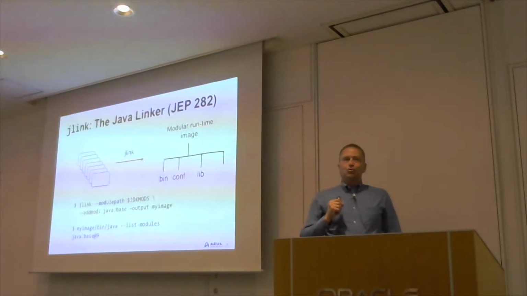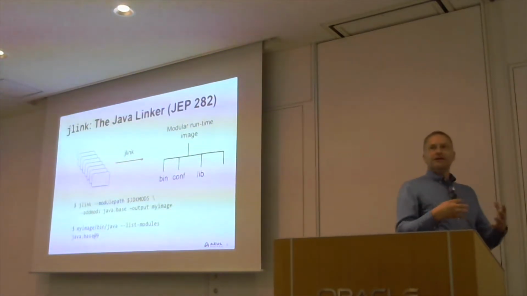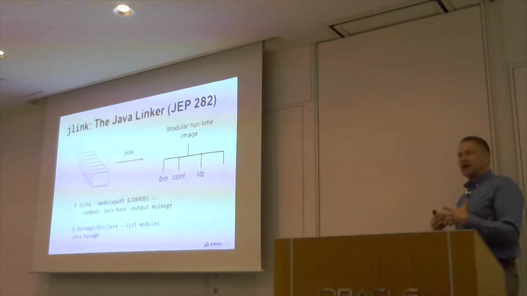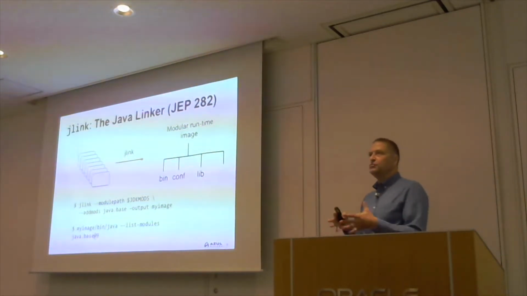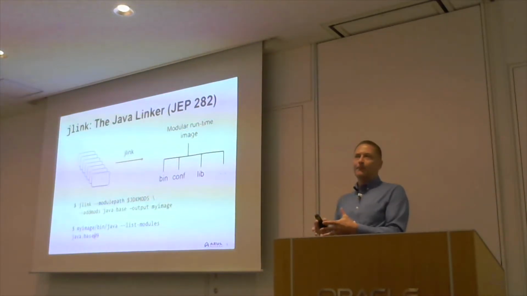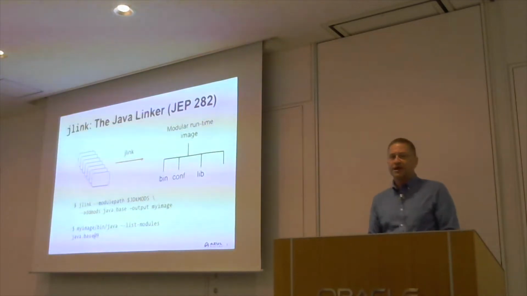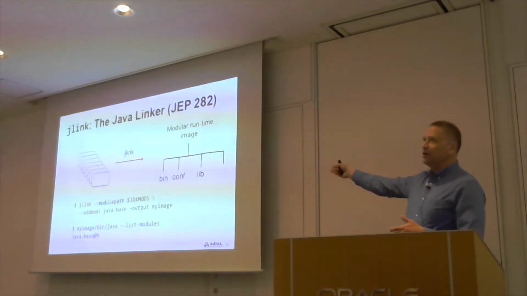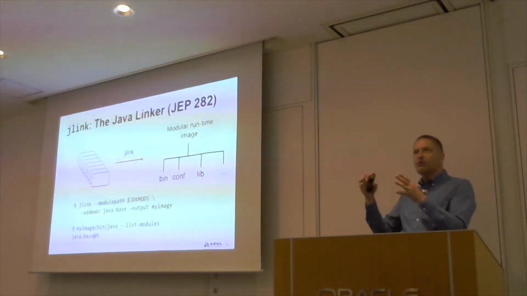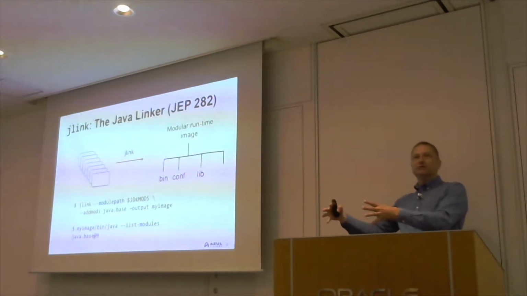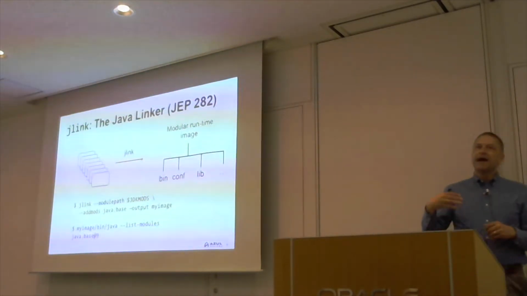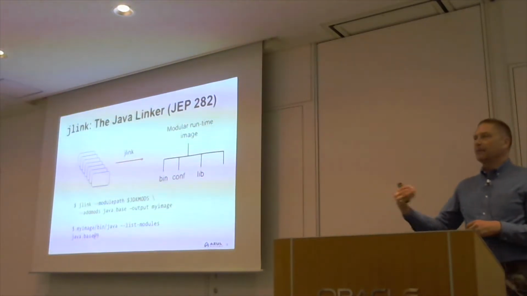Related to modules is the idea of creating a runtime specifically for your application. And this comes back to the idea of microservices. If you want a runtime that only includes the modules for your application, your service, then JLink will do that for you. What it does is it takes a set of command line parameters and then it generates a directory structure that looks just like the JDK, has the same subdirectories, and can be used to run an application.